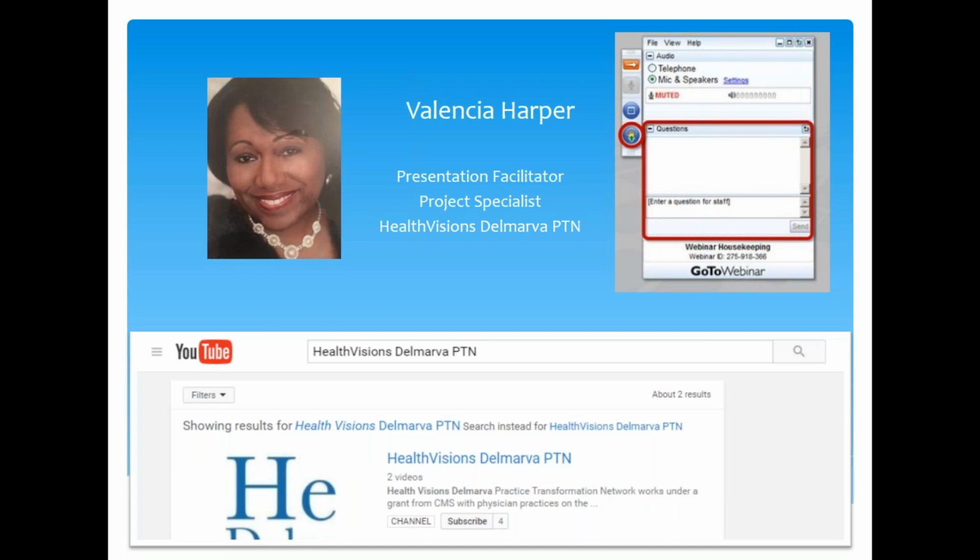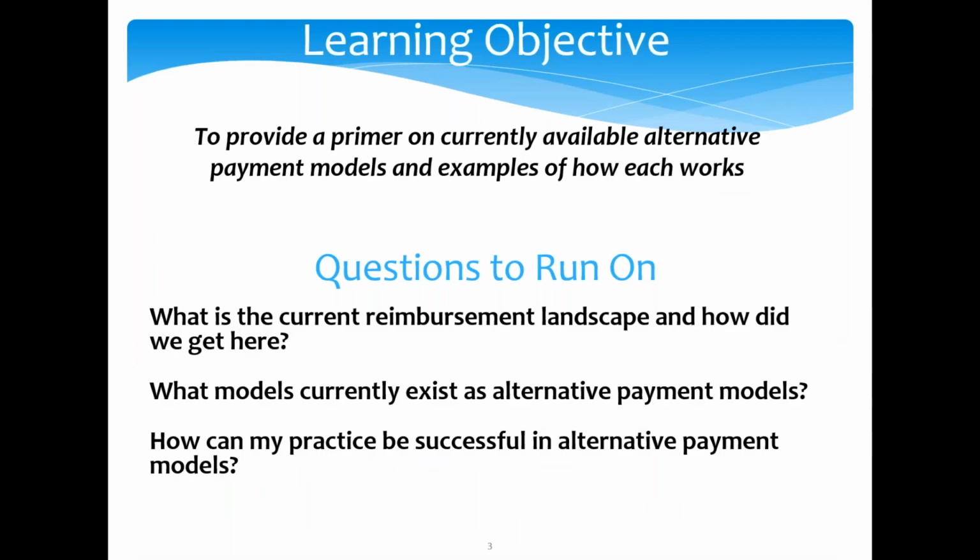We always start our webinars off with a review of our learning objectives. So today we are going to learn ways to provide a primer on currently available alternative payment models and examples of how each works. We have 3 questions to run on. The first, what is the current reimbursement landscape and how did we get here? What models currently exist as alternative payment models? And how can my practice be successful in alternative payment models?